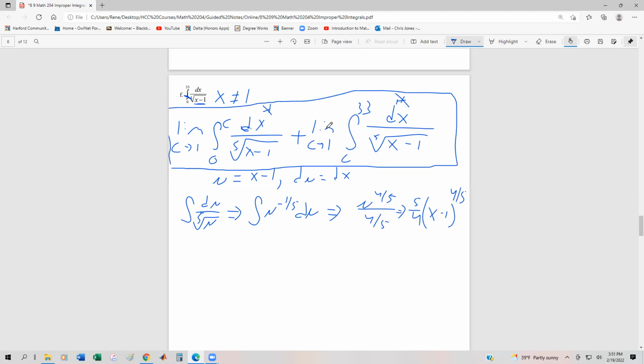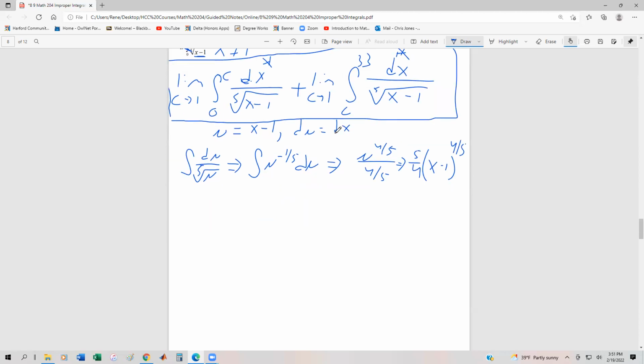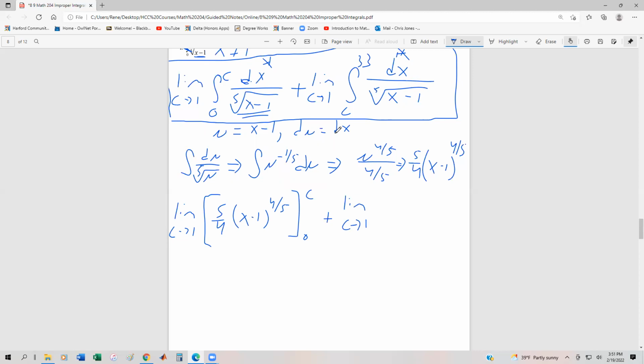Just to make it a little bit easier on us for writing. So now this is the limit as c approaches 1. Remember, we just evaluated this, and that was 5/4 x minus 1 to the 4/5 from 0 to c, plus the limit as c approaches 1, same thing, 5/4 x minus 1 to the 4/5 from c to 33.